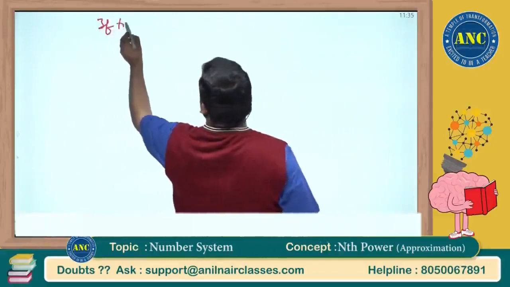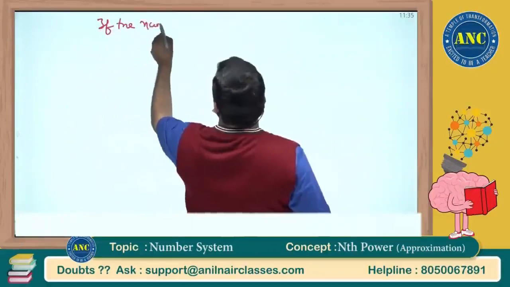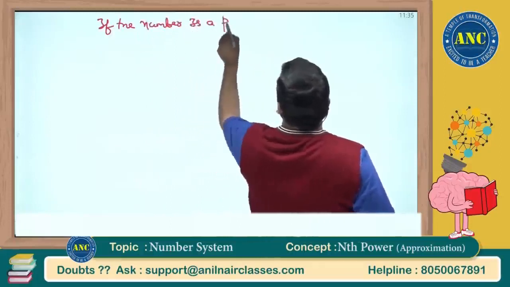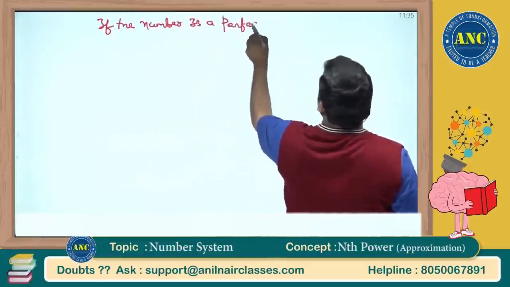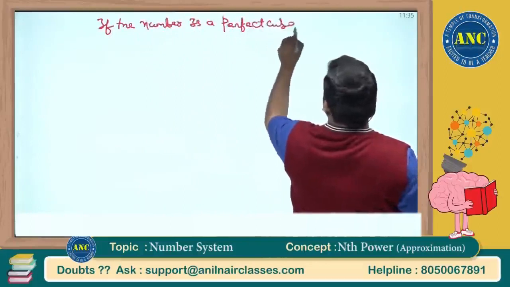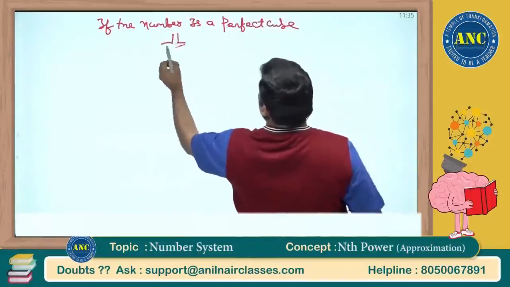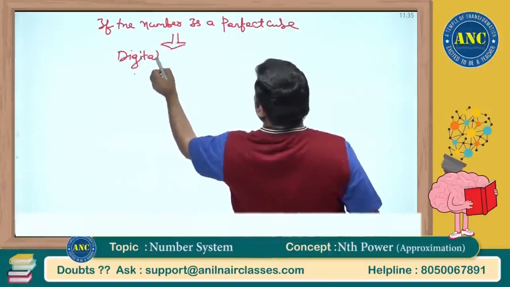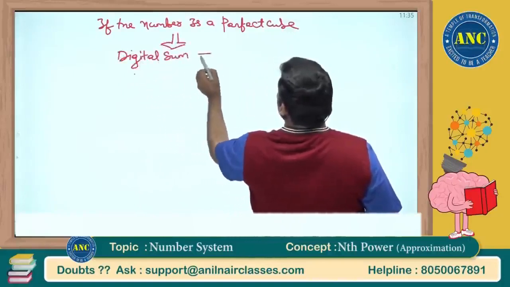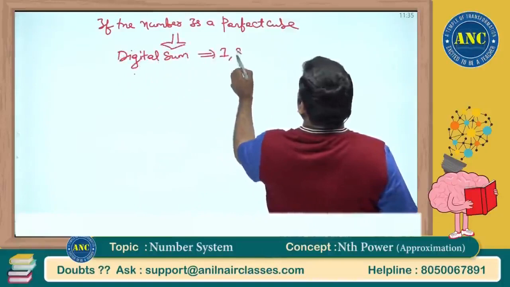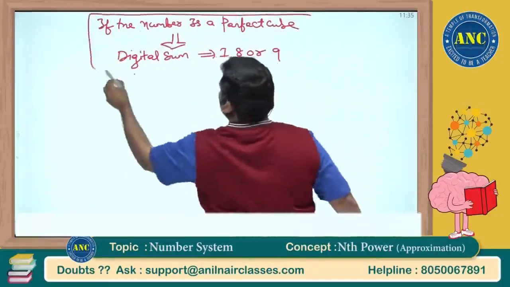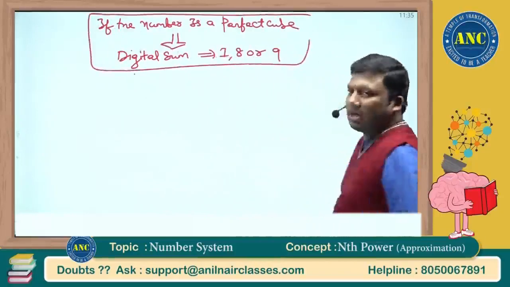We will write down that point. If the number is a perfect cube, then digital sum will always be 1, 8 or 9. Very, very important key point.